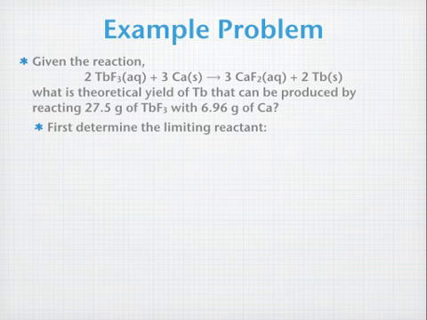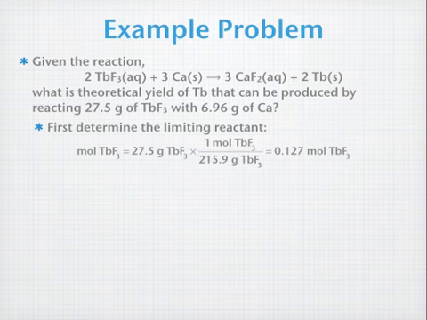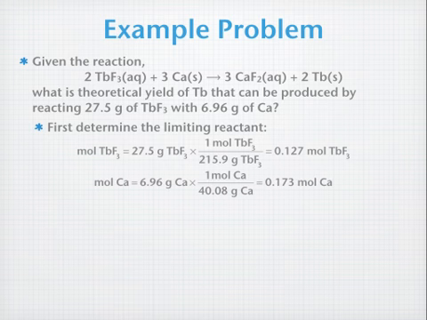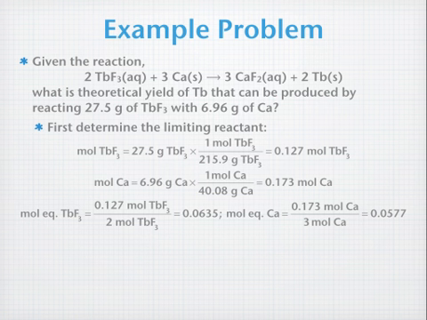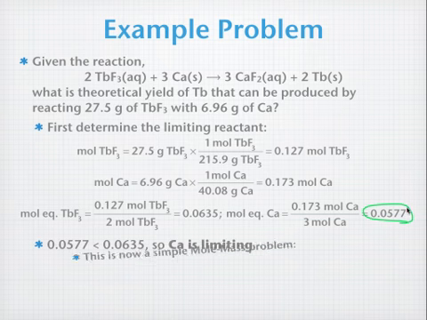So first thing we're going to do is determine the limiting reactant. We have to determine the moles of each reactant first. So take the TbF3 and multiply by 1 over the molar mass. Take the calcium, multiply by 1 over the molar mass. And find the mole equivalents. The mole equivalent of the TbF3 is 0.0635. The mole equivalent of the calcium is 0.0557. And because that 0.0557 is smaller, calcium is the limiting reactant.